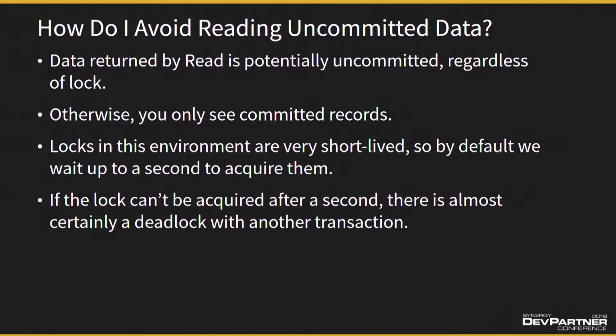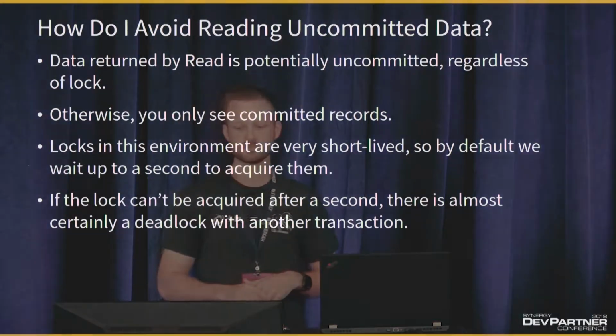How do I avoid reading uncommitted data? So we use locks to prevent you from reading uncommitted data. As long as you don't use read regardless of lock, you will never see things that are in process. If you are okay with seeing things in process, you can use read regardless of lock. And that's not really an issue, but you have to know that you lose that bit of transaction isolation if you are ignoring the locks that are being held on those records.